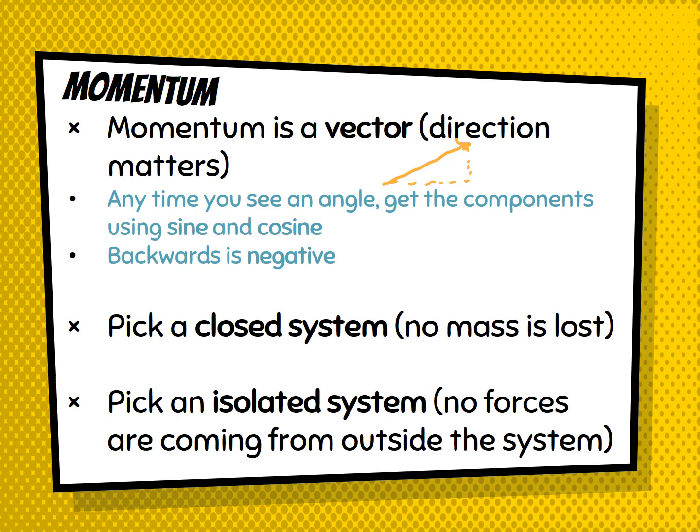Picking an isolated system means that we don't want any external forces. So if we have friction, conservation of momentum won't work. And if we have some sort of external push or pull, conservation of momentum won't work. Most of the time, it'll be very, very straightforward. So don't worry too much about picking a closed system and picking an isolated system while you're in high school.